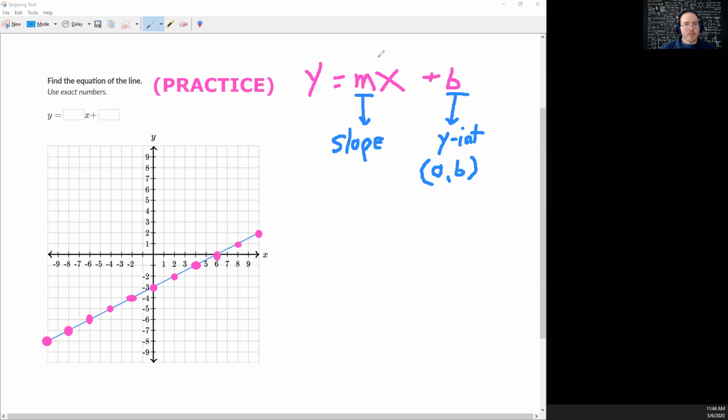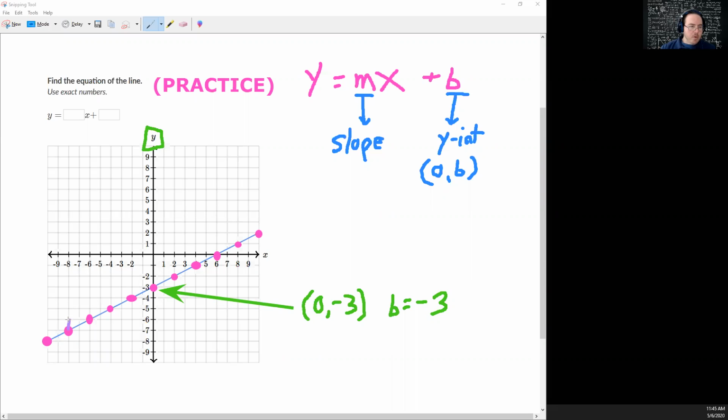Okay, well, the first thing I notice is the y-intercept. I look at the y-axis. I notice it connects right there at -3. That means that b is equal to -3. All right, I'm halfway done, basically. So now I just need to count.